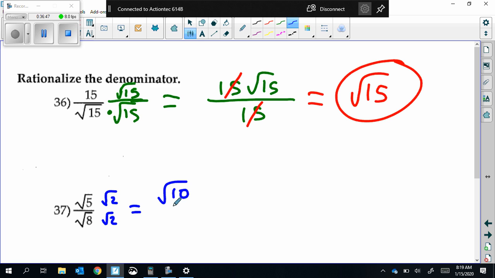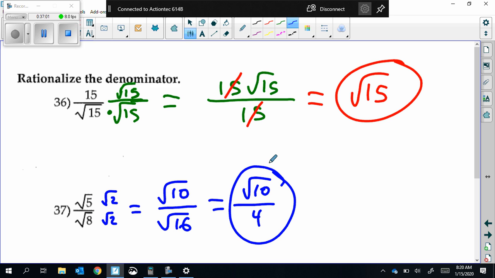So that's the square root of 10 over the square root of 16, which is square root of 10 over 4. And that's it. Square root of 10 does not simplify, so that will be your final answer. If you multiply it by something larger than 2, you just have a fraction to reduce here at the end. Works out the same way.